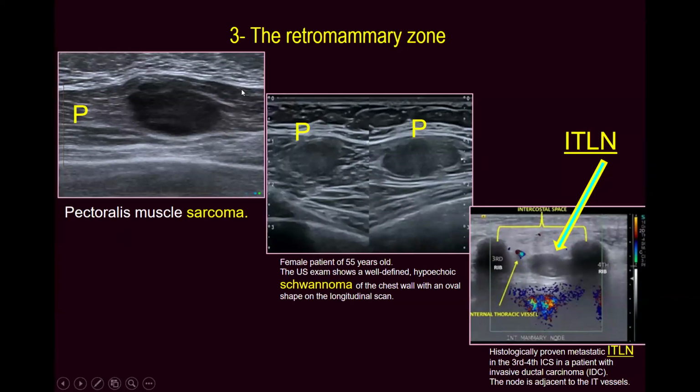This lesion is within the pectoralis, in a case of pectoralis muscle sarcoma, and these chest wall lesions are in a case of schwannoma. Okay, while in this example, these are ribs. I can see here two ribs, and this is the intercostal space between the third and fourth ribs. And here I can see the internal thoracic vessels, and I could appreciate an oval lesion here, pathologically proven to be a metastatic intra-mammary lymph node.